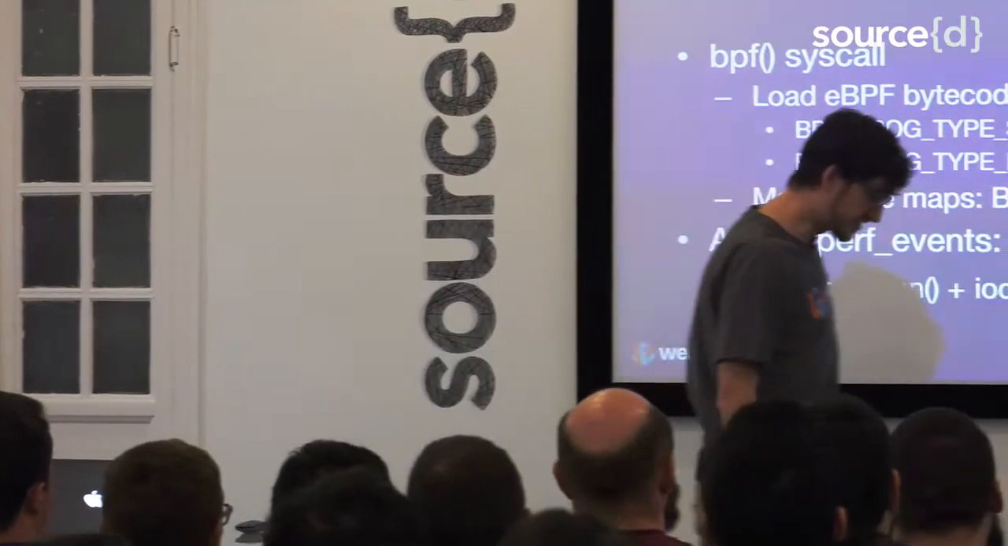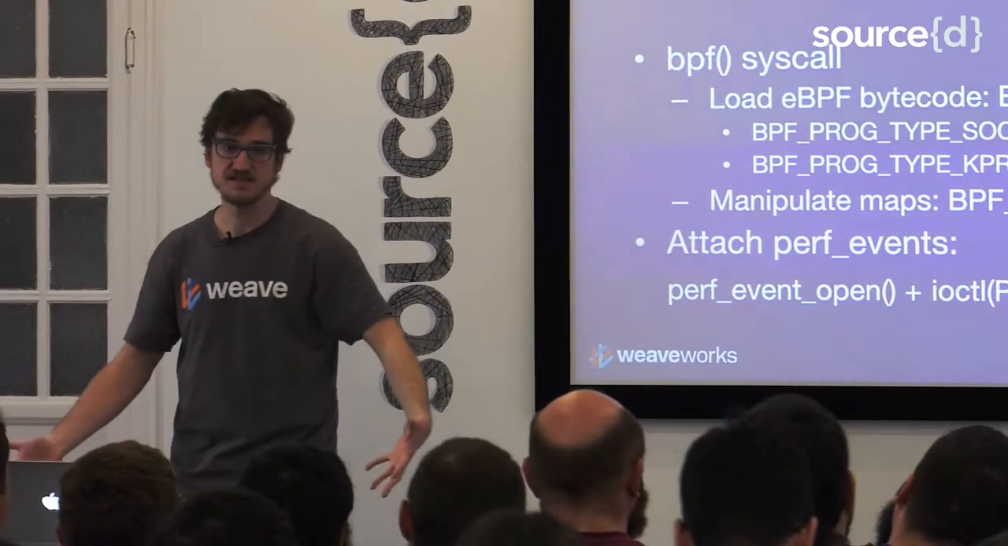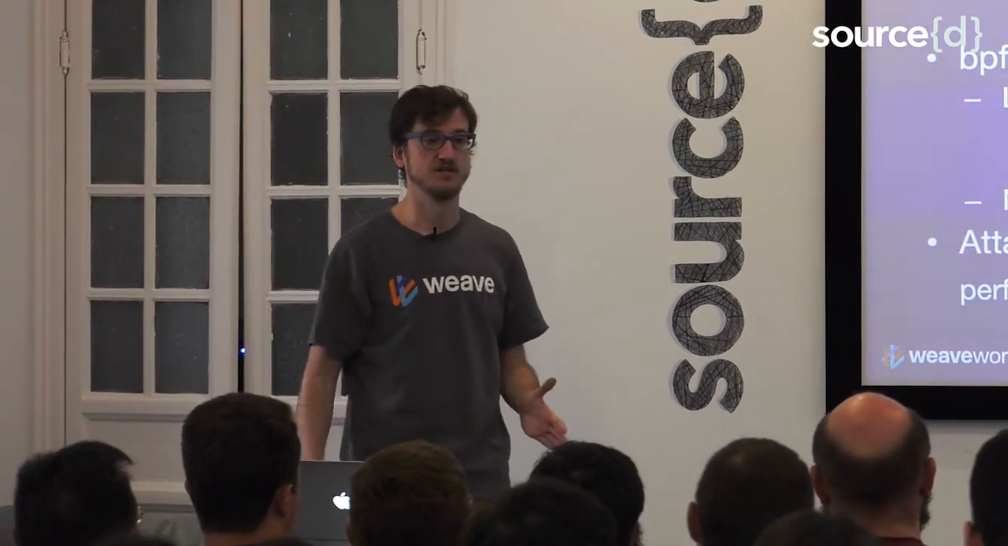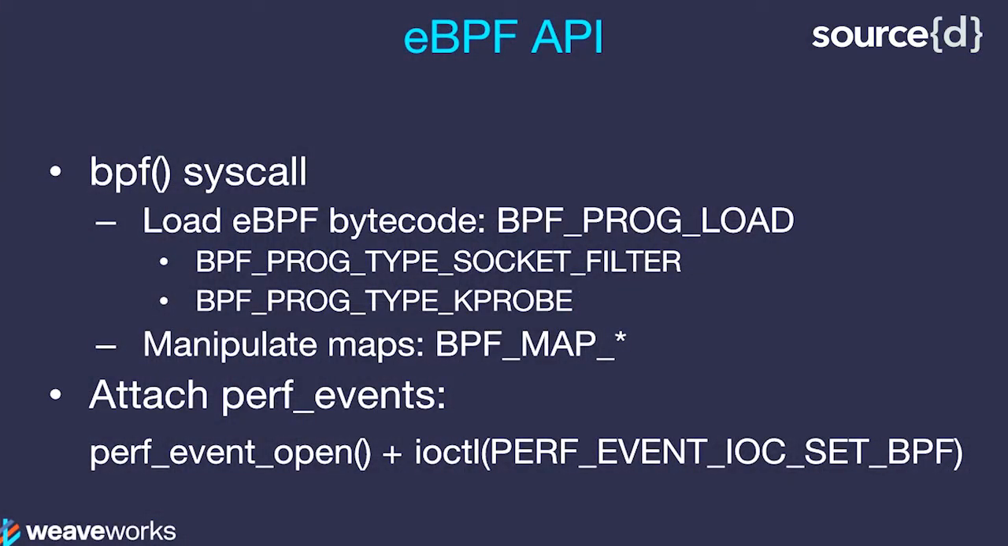You can use the same BPF system call to manipulate maps. You can create a map. You can get elements from the map, store elements in the map, so on and so forth. And it's a system call with all its implications. Context changes, so on and so forth, so you shouldn't be doing it super often. Once in a while is completely fine. And you can also attach the perf events. You use perf event open, which again, existed before eBPF, but what's new is a new IOCTL call, which allows you to connect the file descriptor of a BPF program with the file descriptor of a perf event.